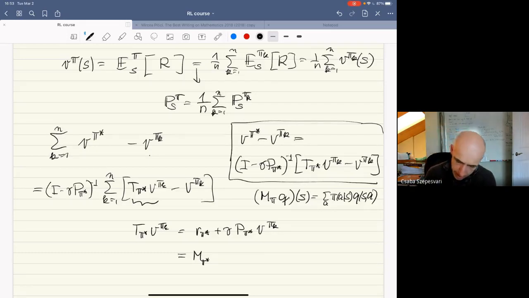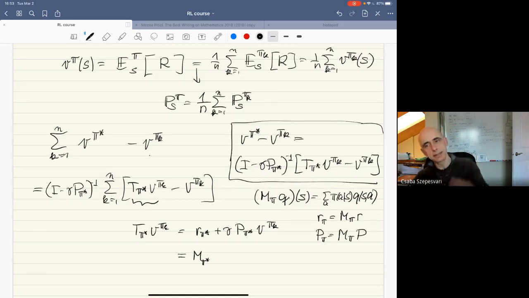right. Then recall that R pi is just M pi applied to r, where r is viewed as a two-argument function of the states and actions. And P pi is also M pi applied to P, where P is this transition operator. So in both cases, you have M pi appearing. So here we have R pi star. So we can pull everything out, and then we get r plus gamma P applied to v of pi k.